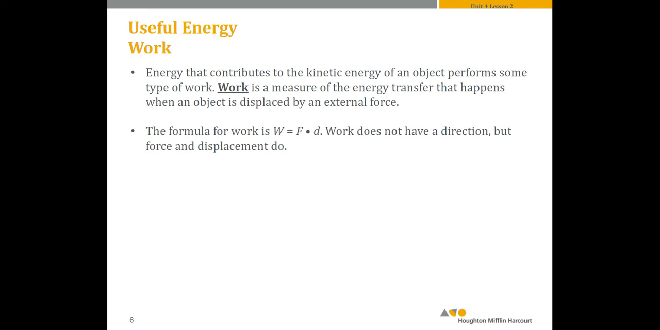The formula for work is W equals F times d. Work equals force times displacement. If you haven't put it in your notes yet, this definitely goes in your notes. Work does not have a direction, but force has a direction. Force is a vector. Displacement is a vector, but work can be positive or negative, but it doesn't have a specific direction. It can be in the direction of the force or displacement, or in the opposite direction.